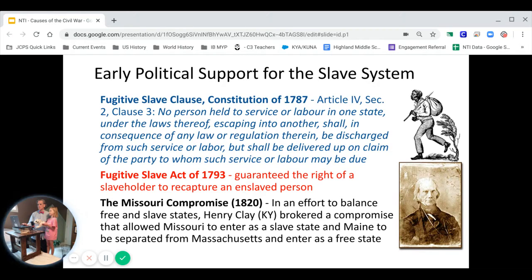Missouri was going to enter, and there was some dispute about whether it would be a free or a slave state. So his compromise was that Missouri would be a slave state, but to keep the number of slave and free states equal, Massachusetts would be split, and what is now Maine would become a state of its own, and it would be a free state, keeping the numbers equal. So in our federal laws, there are these compromises and these ways to make sure that the slave system is perpetuated.